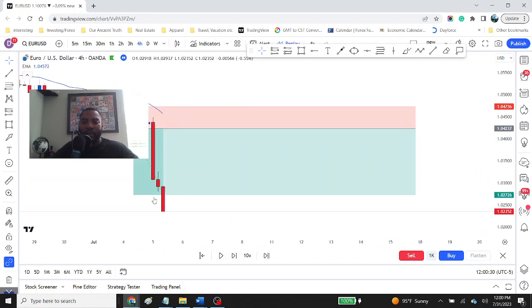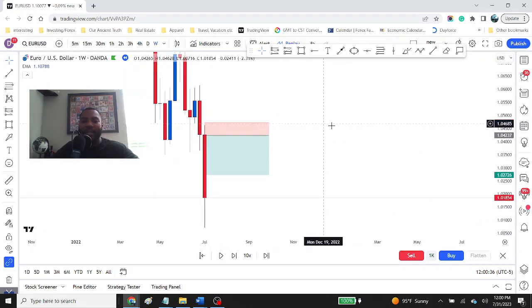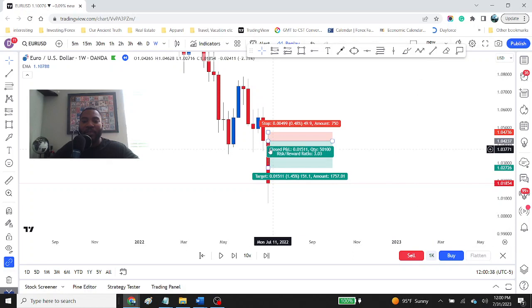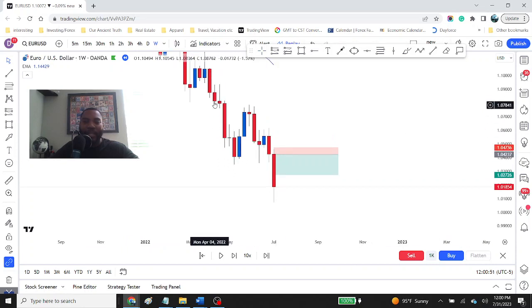Push down right there. Then once you go back to the weekly, all price did is the same thing that it does 60 to 80% of the time. Whatever the previous candle was, most likely it's just going to wick up a little bit, and then it's going to continue that pressure from the previous candle. That's all it does. And it happens 60 to 80% of the time, like I said.